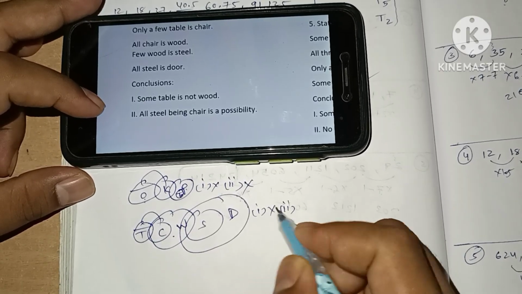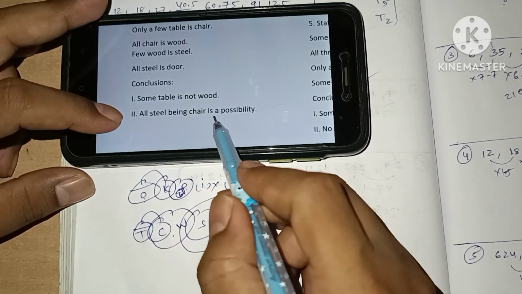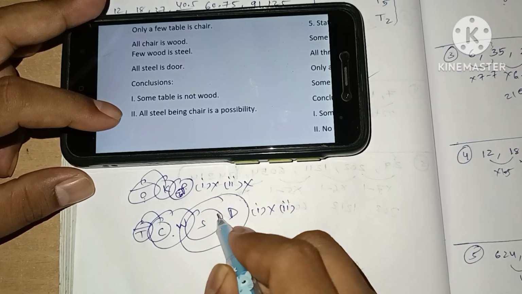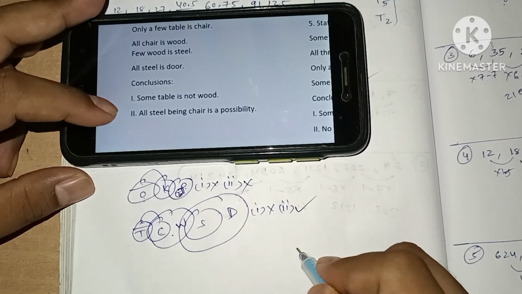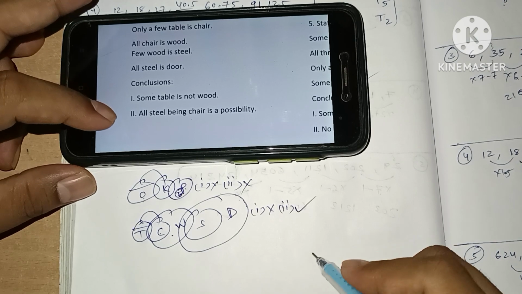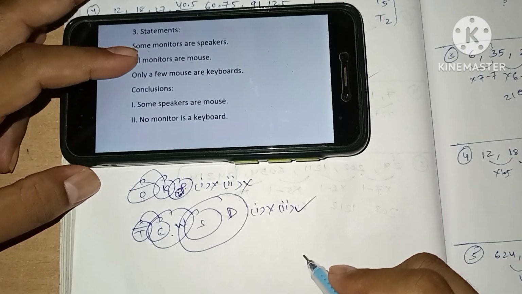Second conclusion, all steel being chair is a possibility. All steel can be placed inside chair as it is possible. So the second conclusion is true. Next we are going to see the third question.